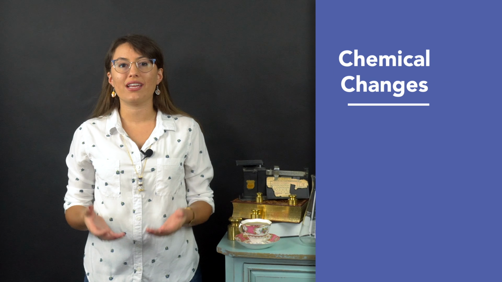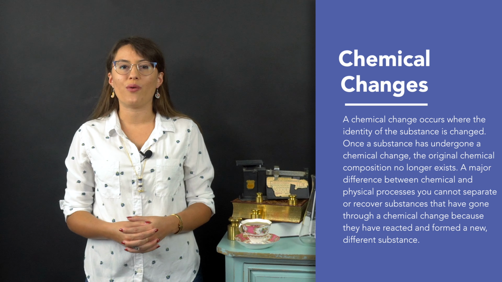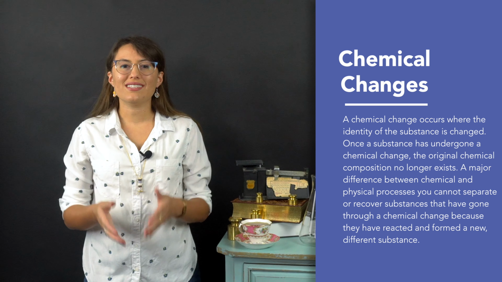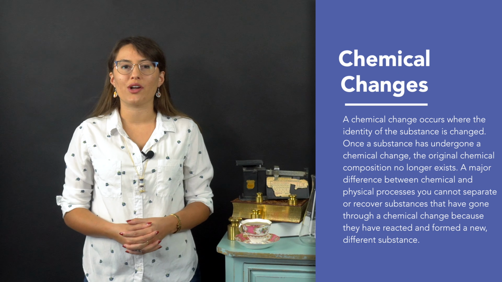Up until this point, we have only discussed physical properties and changes, where we do not change the identity of the substance, only the state of matter. However, this is not always the case, and we can have instances where the identity of the substance is changed, which is known as a chemical change. Once a substance has undergone a chemical change, the original composition no longer exists.